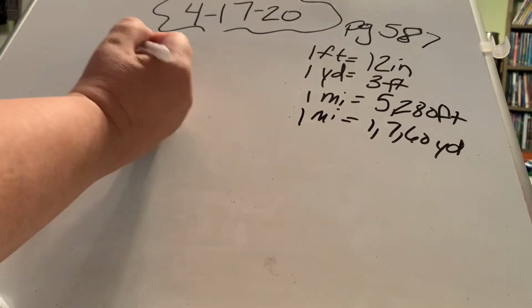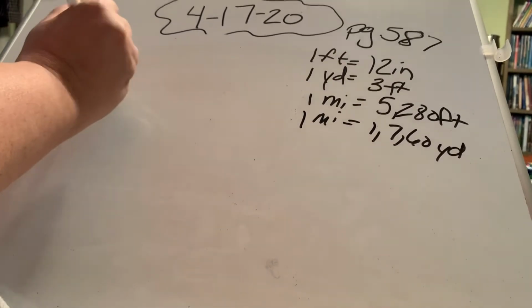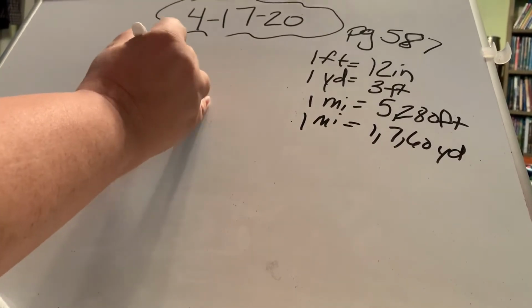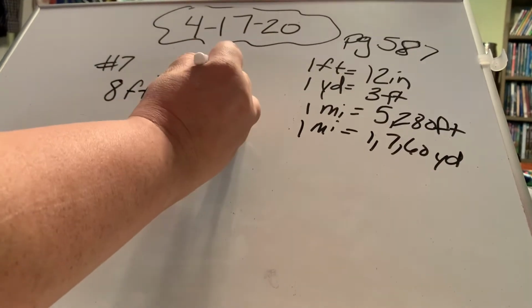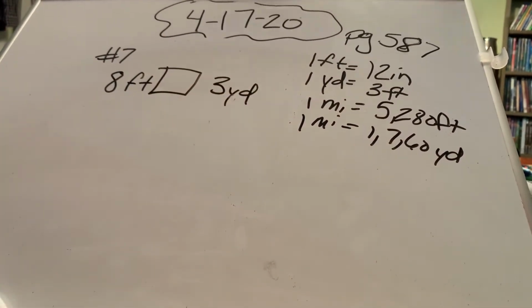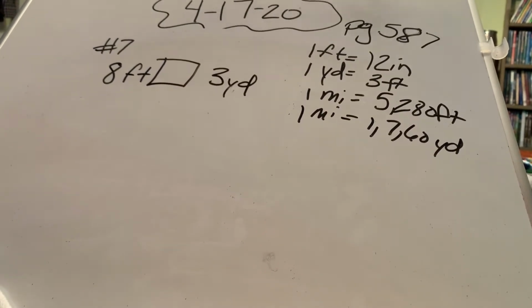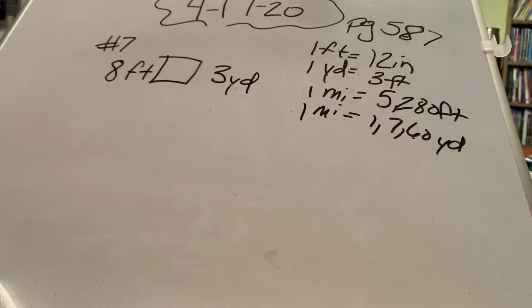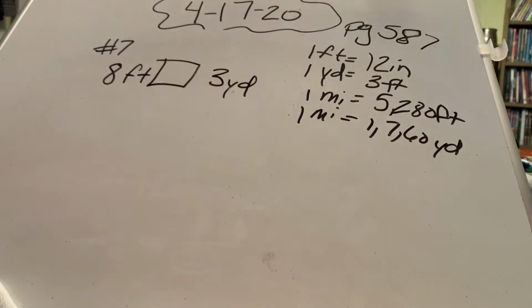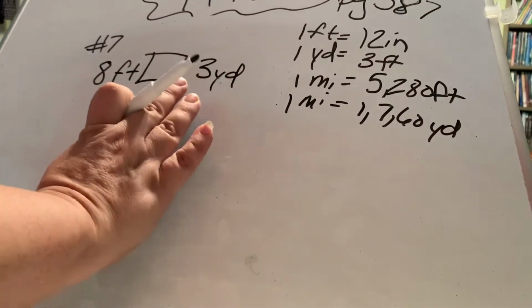So we're on number 7. We are comparing 8 feet to 3 yards. We cannot compare them like they're at, so you are going to have to change one of these. Does it matter to me which one you change? It does not. I'm actually going to change yards.